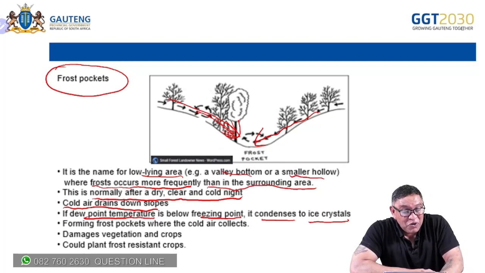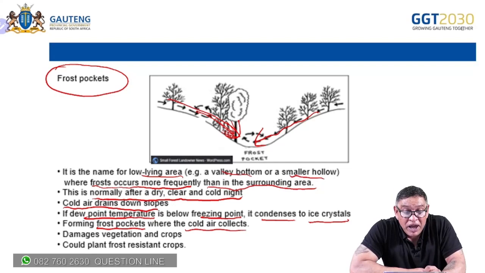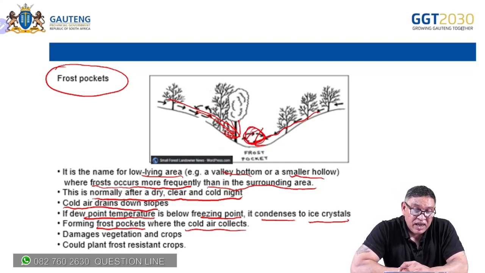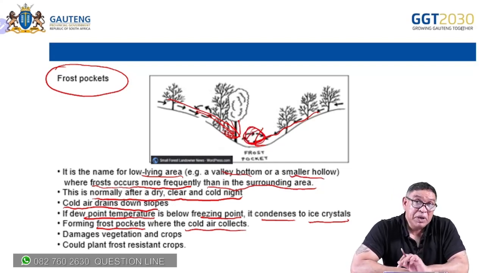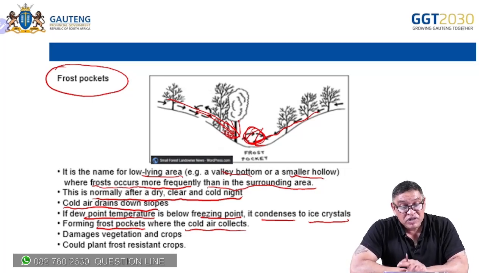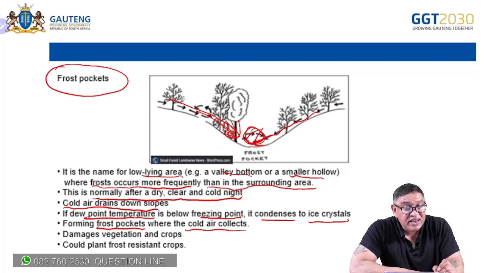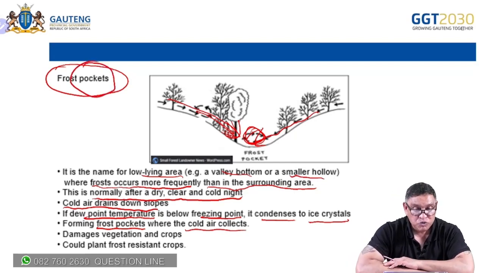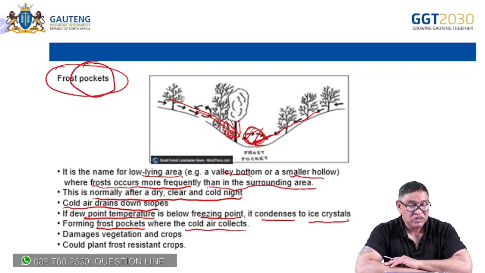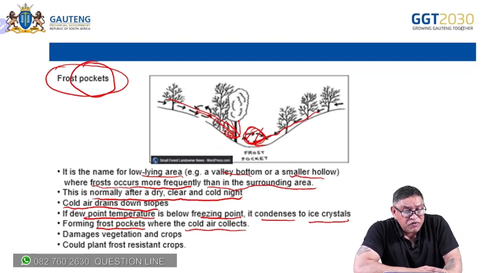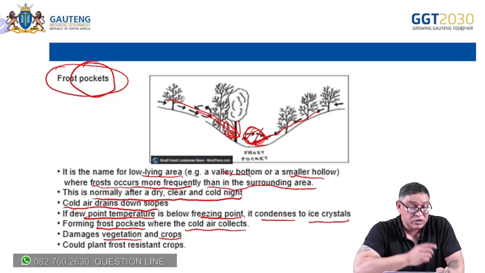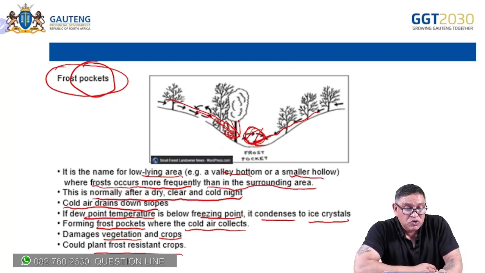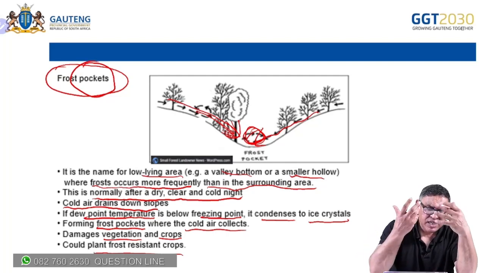Okay, so when it's below freezing point, it condenses to form ice crystals, forming frost pockets where cold air collects. So wherever the cold air collects and it reaches the dew point temperature below freezing point, those are the areas where it's occurring. And that is why the word frost pockets is used. All right. Of course, it damages vegetation, natural vegetation and crops that are not resistant to frost. And the solution is you could plant frost-resistant crops. These are some of the things.